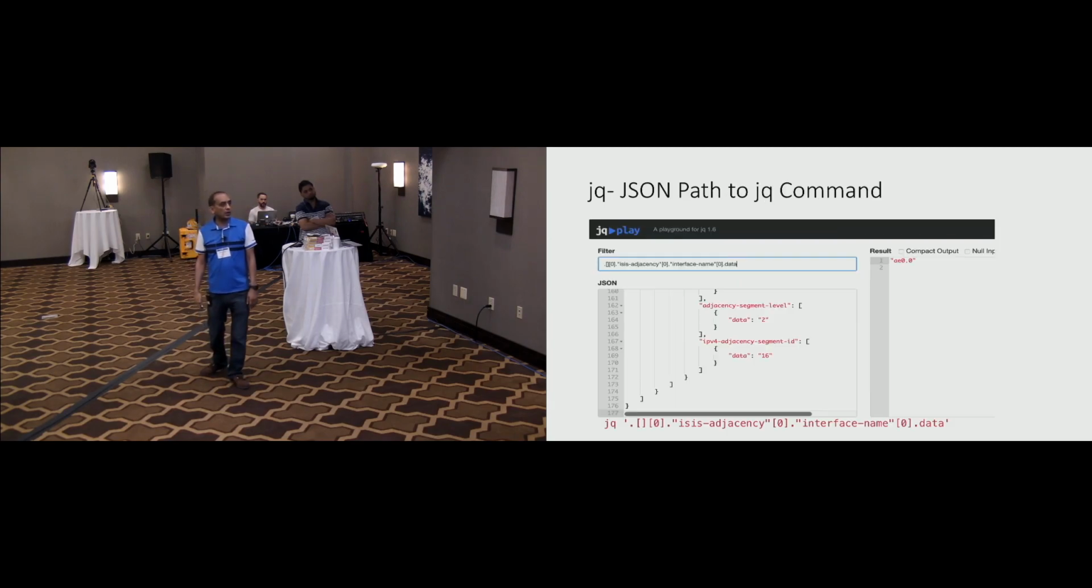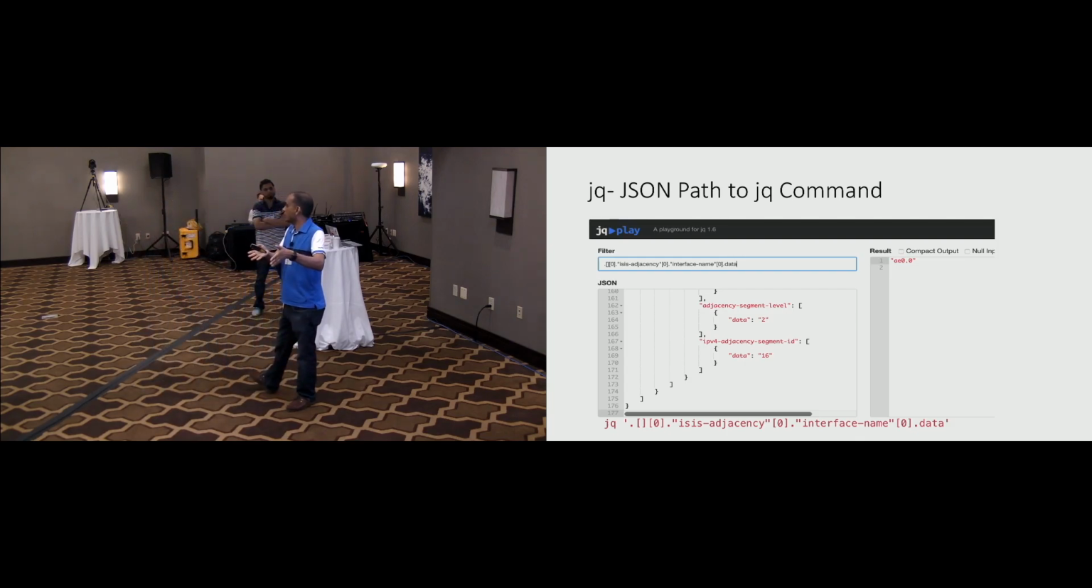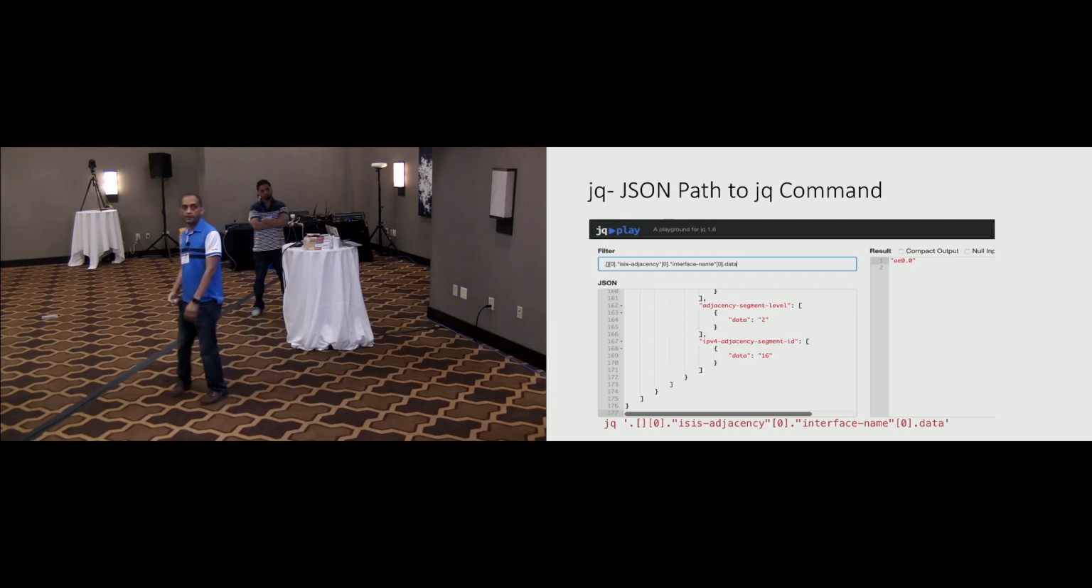So if you want to go into the ISIS adjacency, the zero, and the adjacency details, you have two blocks. The first one you want to go into is the first interface, and you want to get the name of that particular interface. So this is the JQ query. You can either pipe it, because it works like streams as well. You can get the JSON file and then pipe it to JQ, and JQ would print the name of the interface with this particular query.